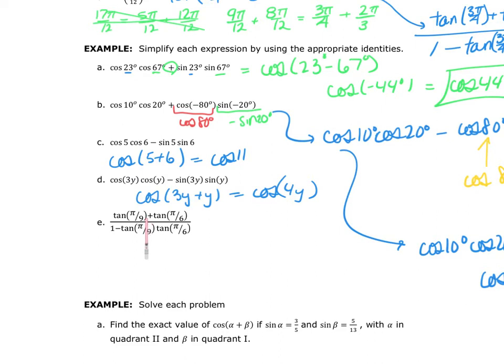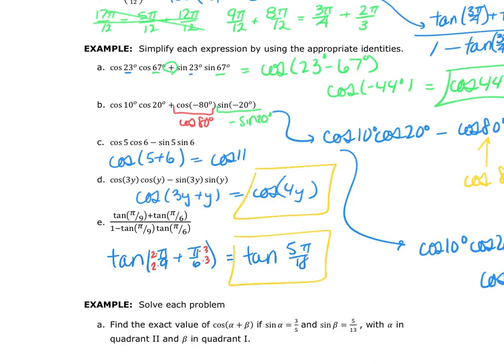I see the tangent here, and it's a plus up here, so I know it is the sum of tangents. So this is going to be the tangent of pi over 9 plus pi over 6, making the same common denominator. So I'm going to multiply this by 2 and this by 3. And so I get the tangent of 5 pi over 18. And that's my final answer for that one. Boom, boom, and boom. Look at that.